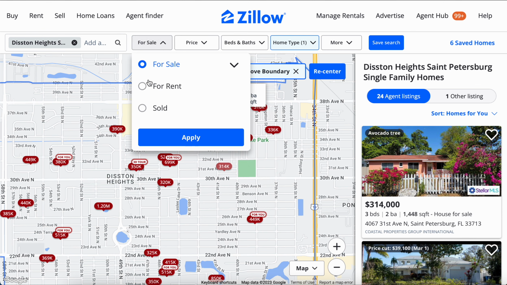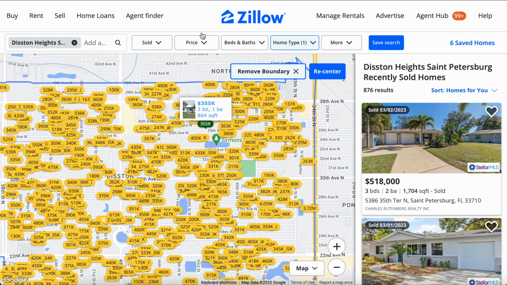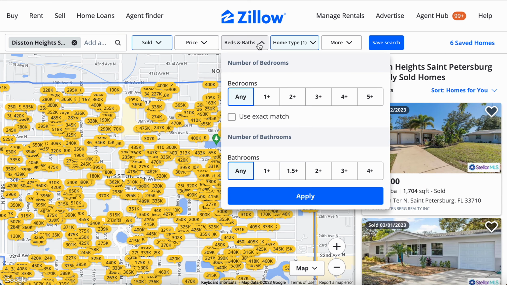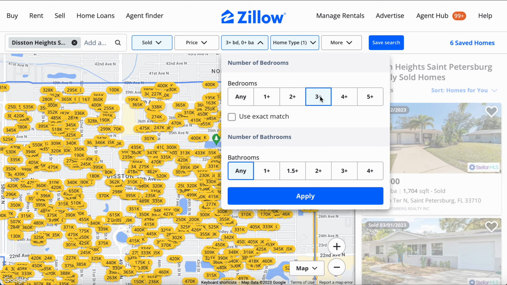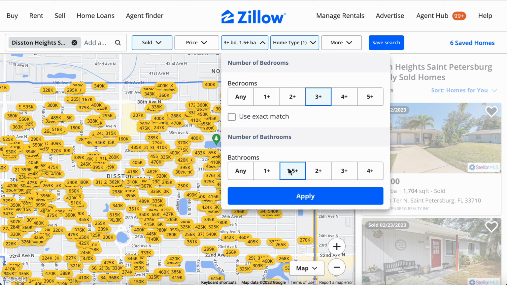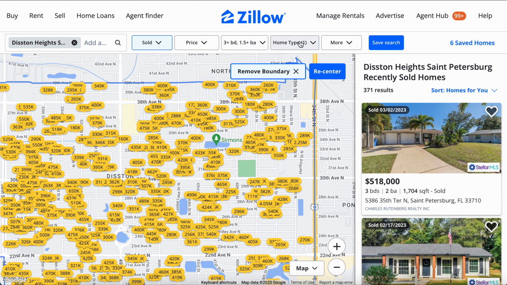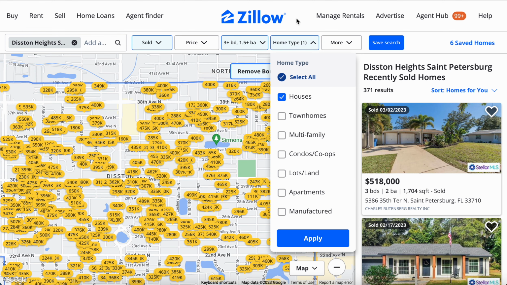So let's go to solds. We'll hit apply. And then it's a 3.2. Let's do 3 beds. And I'm going to do 1.5 baths, even though we have 2. It could be 1.5. So I'm going to do 1.5 plus and then 3 plus. Hit apply. Home type, we have single families, so we're all set there.